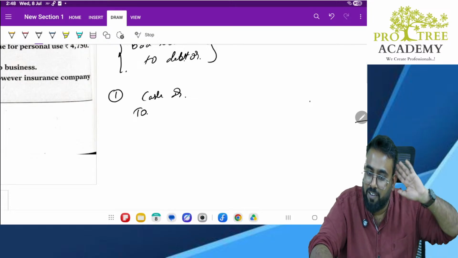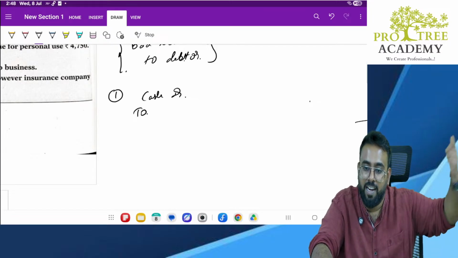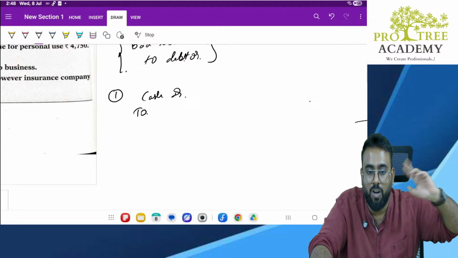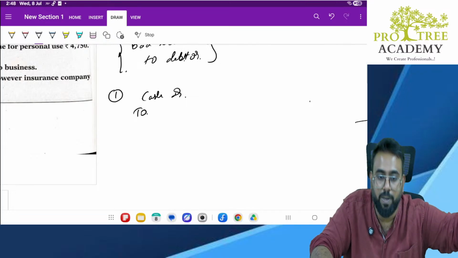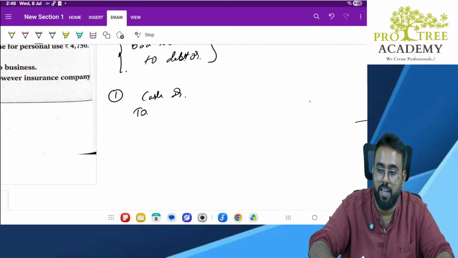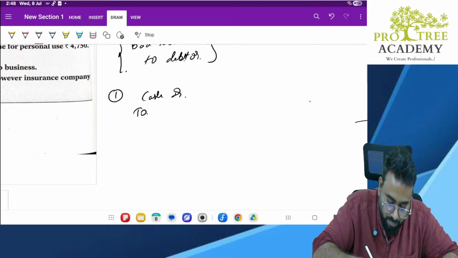To, sir, I am recovering the bad debt. That means earlier I have claimed it as an expense. Now I will claim it as an income. Why? Earlier expense is now getting reversed, correct or no? Earlier I thought I will never be able to collect. That is why I transferred it to expenditure. But now I have collected back. So I will reverse it by showing what? Expense opposite income. Correct or no, sir?